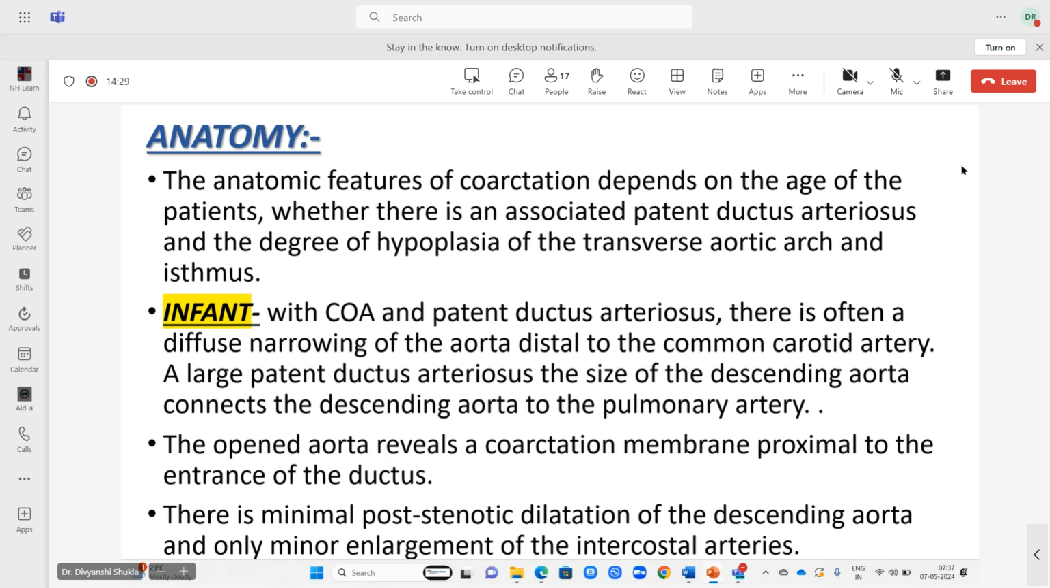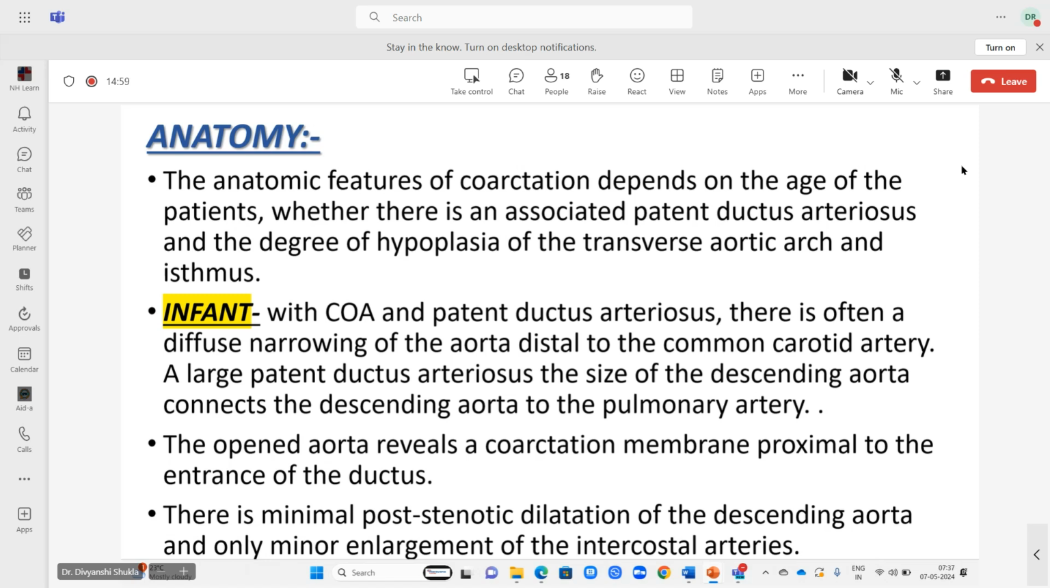Anatomy. The anatomic features of coarctation depend on the age of the patient, whether there is an associated patent ductus arteriosus, the degree of hypoplasia of the transverse aortic arch, and isthmus. In infants with coarctation and patent ductus arteriosus, there is often diffuse narrowing of the aorta distal to the common carotid artery. A large patent ductus arteriosus, almost the size of the descending aorta, connects the descending aorta to the pulmonary artery.